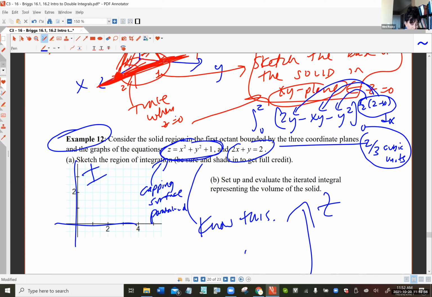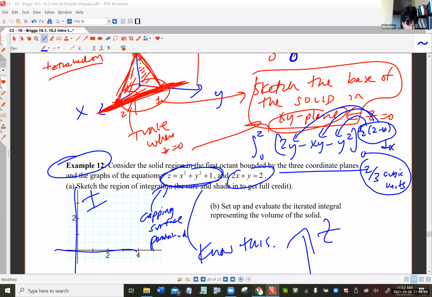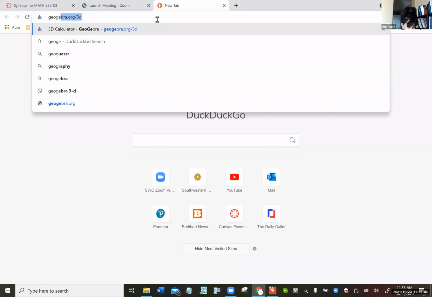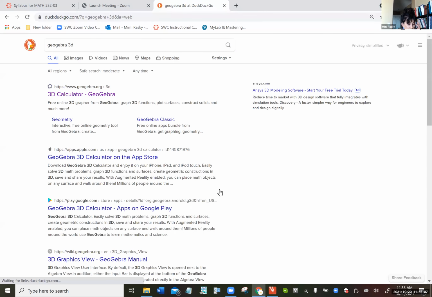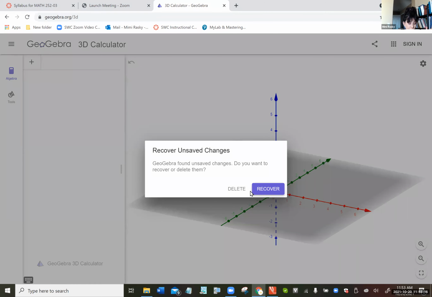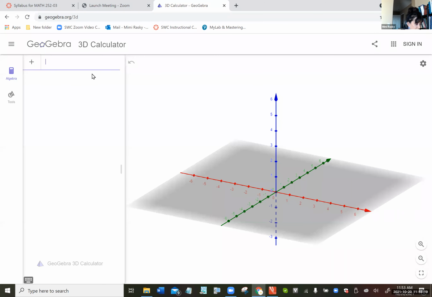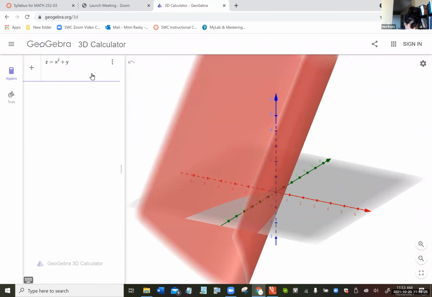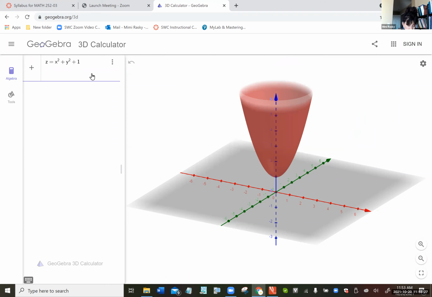If you graph this paraboloid, I'm going to get into GeoGebra. It's an upward facing paraboloid, kind of pretty actually. That's your capping surface, the upper portion of your solid. So if I graph this in GeoGebra, there it is. Do you see that that's the underside, like the ceiling? We're going to have a really weird room, okay?